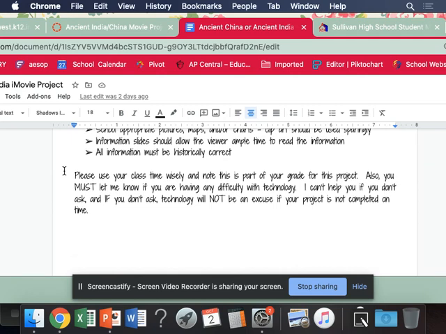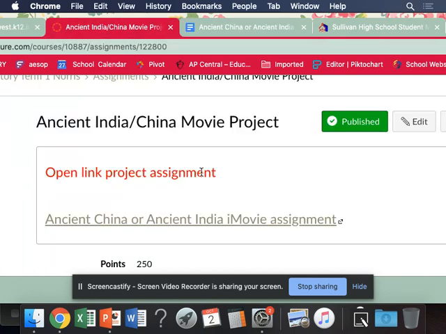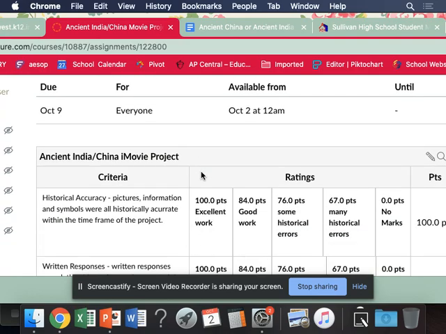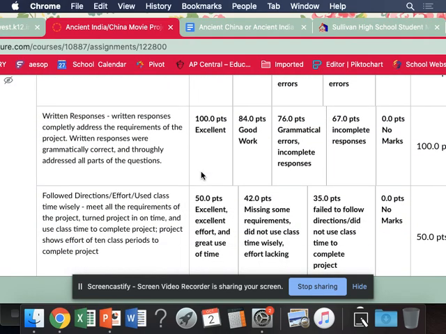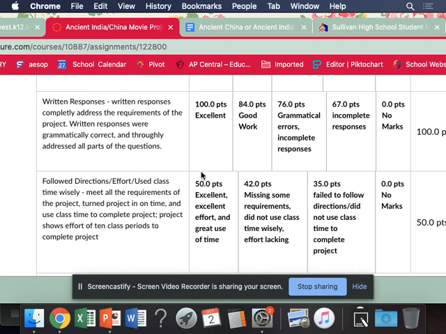And this is a part of your grade. You must let me know if you're having technical difficulties. I can't help you if you don't ask. So if we go back to Canvas and we look, there is 50 points that will be automatically given for those of you that follow directions, use class time wisely, down to 0 points. If you lose 50 points out of this, even if you're perfect on everything else, the best grade you can get is a B-. Okay, so please make sure you're using the time wisely.